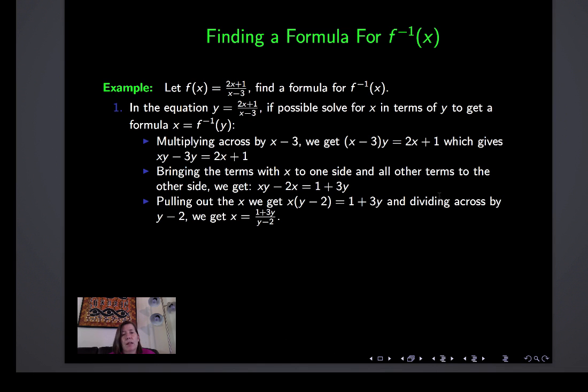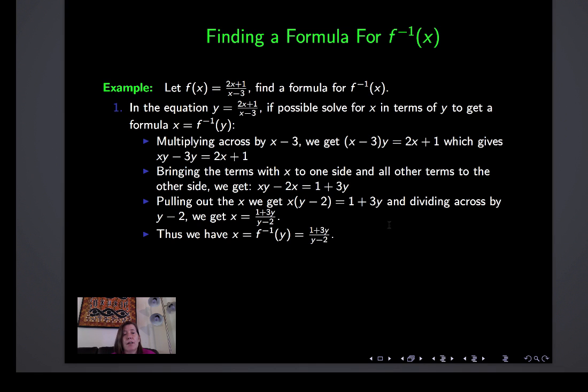And now we can pull out an x on the left-hand side, and we get x times y minus 2 is 1 plus 3y. And we can now express x in terms of y. If we divide across by y minus 2, we get x equals 1 plus 3y over y minus 2.